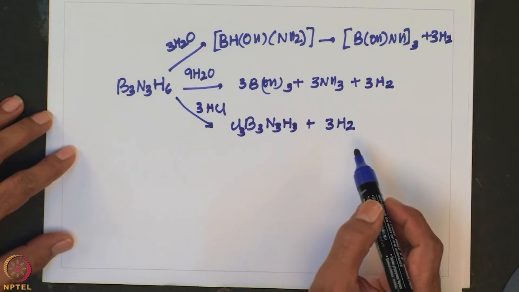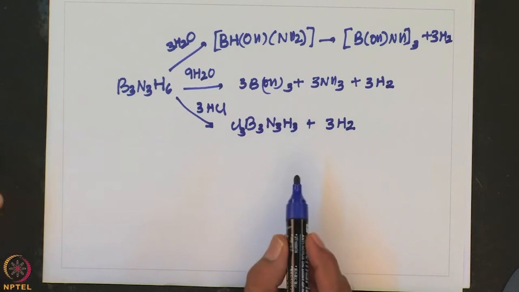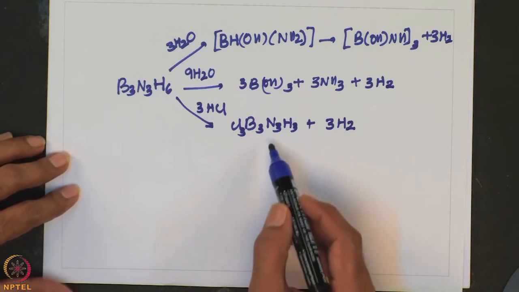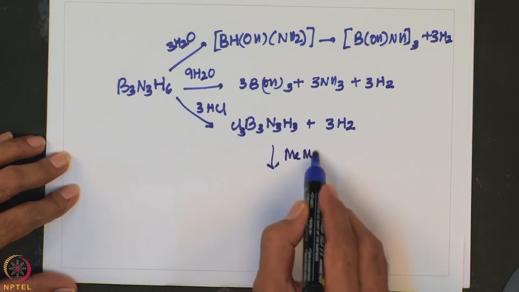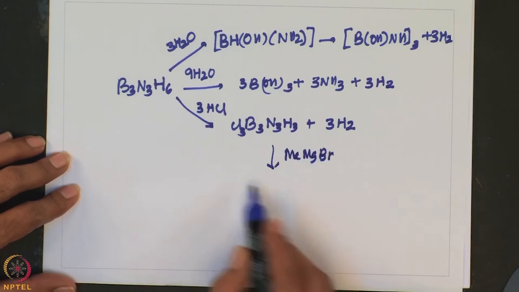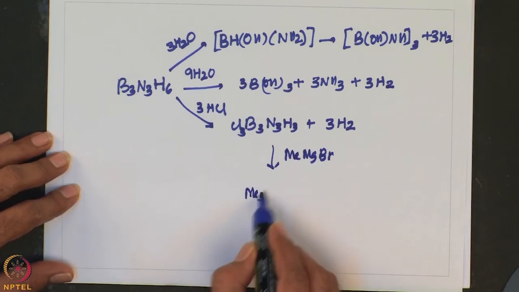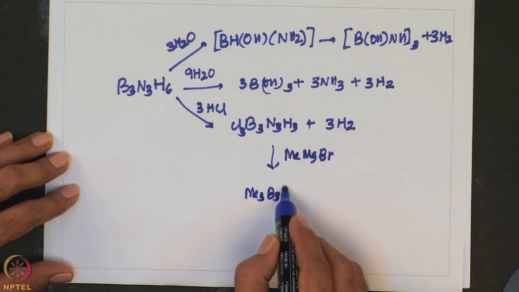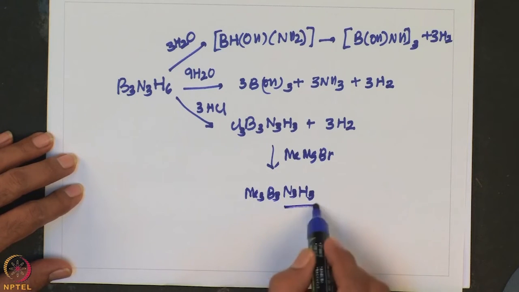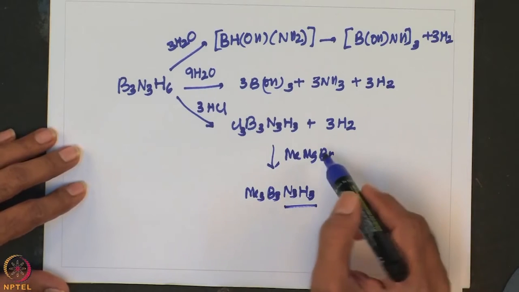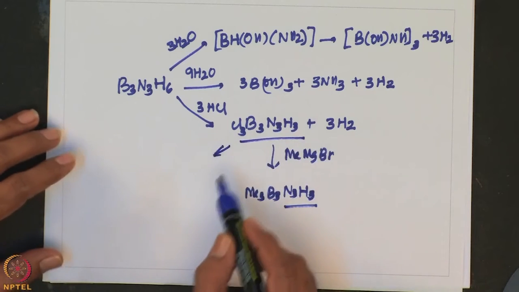Of course, the reaction of boron trichloride with ammonium chloride can also give this compound. And this one, on treatment with methyl magnesium bromide, can give you the corresponding methyl derivative, that is Me3B3N3H3. This is a planar structure, whereas this one does not have a planar structure; it has a cyclohexane type structure.